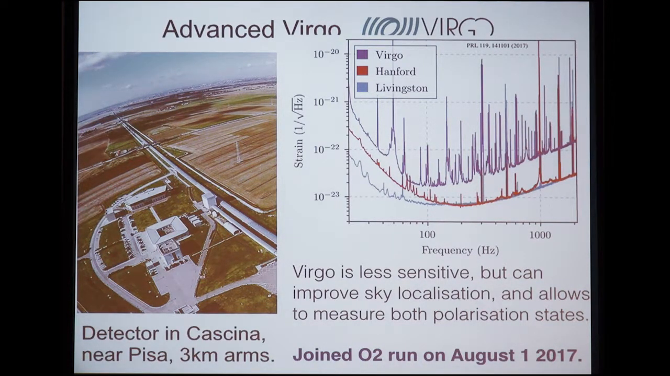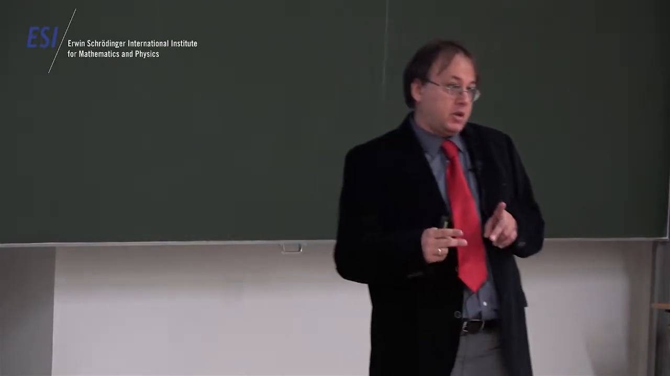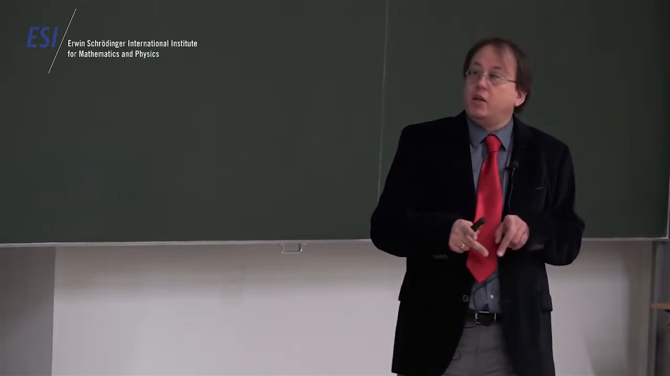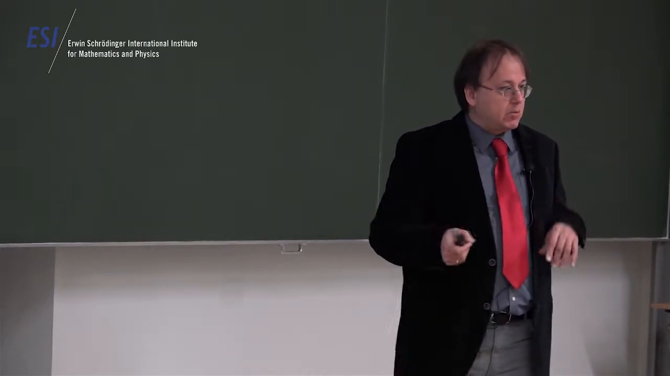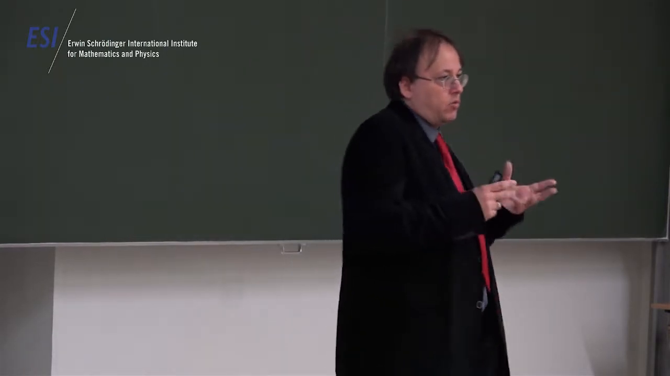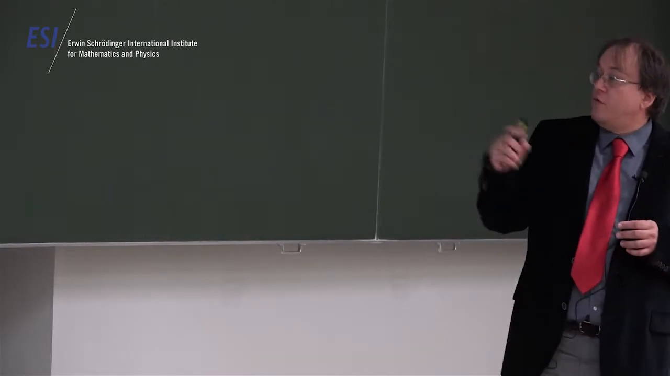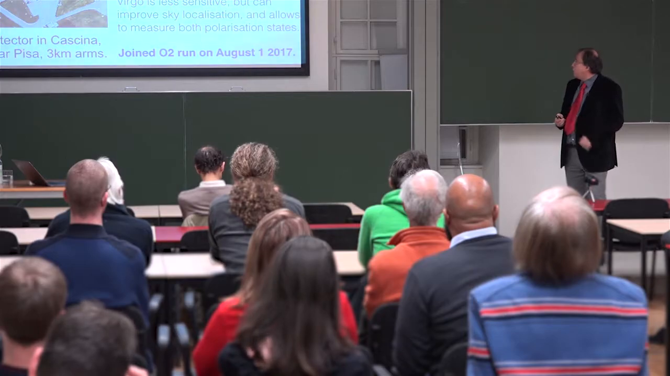So the 2 LIGO detectors essentially have the same orientation. This is because having the same orientation can initially increase your confidence in actually having detected something. So that's a reasonable decision. But if they have the same orientation, you can only measure one polarization state. Virgo has a different orientation, and so you can measure both. So that's physically, scientifically interesting.